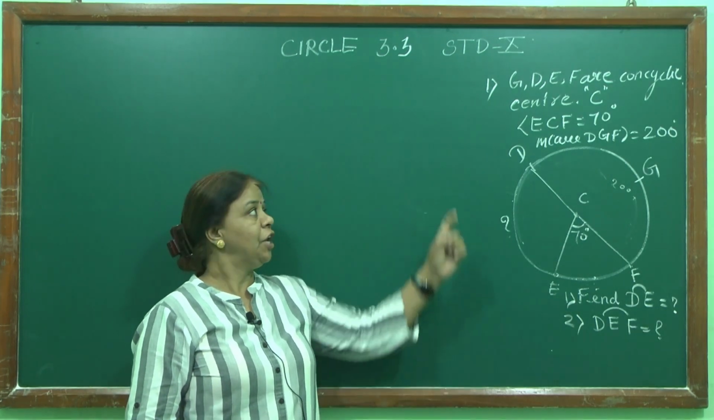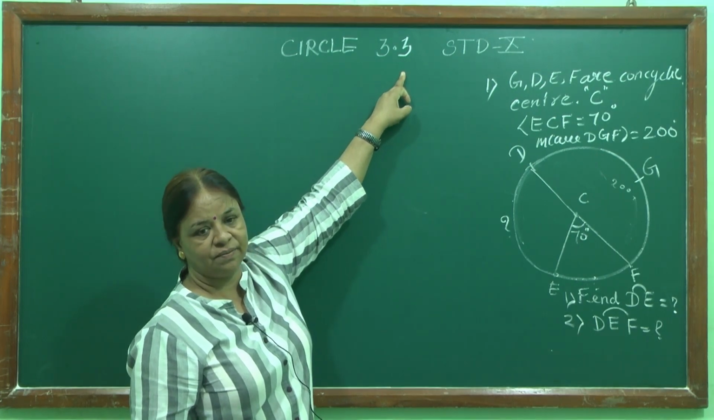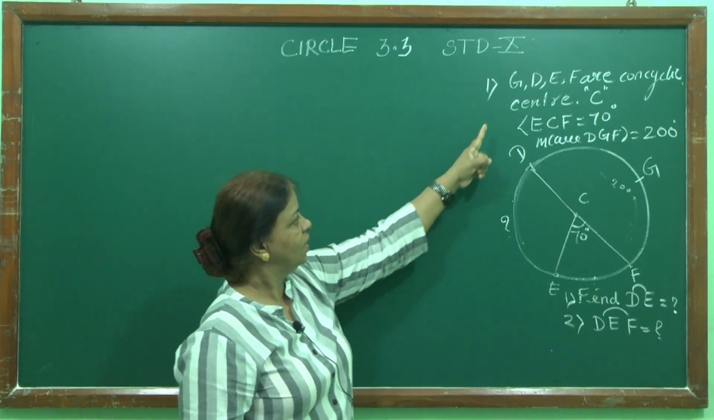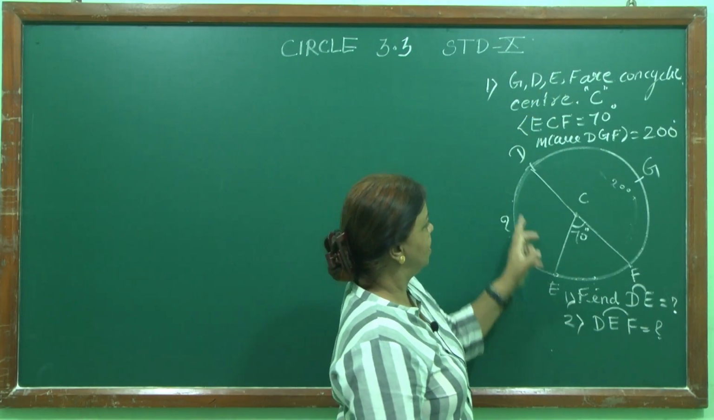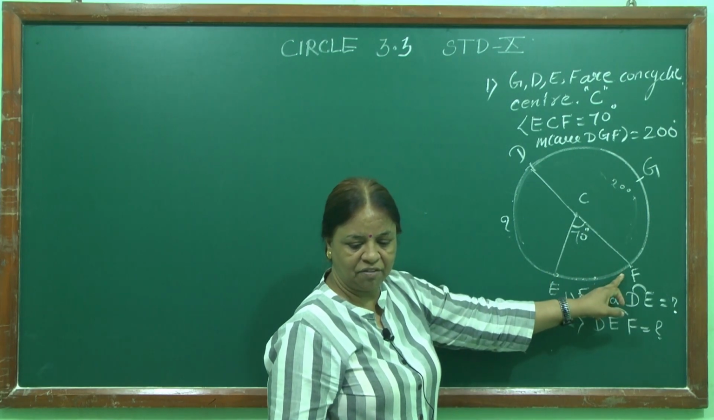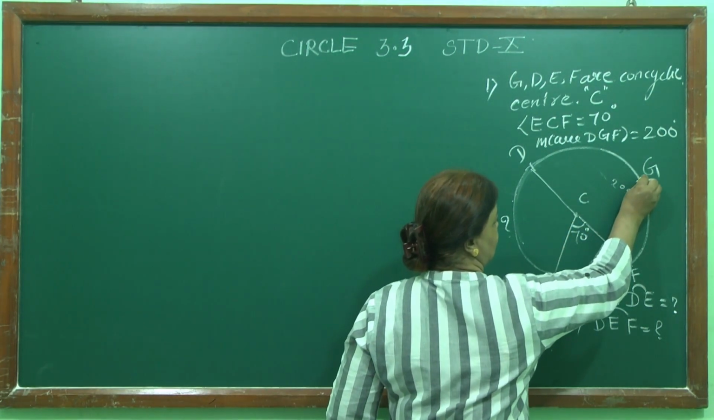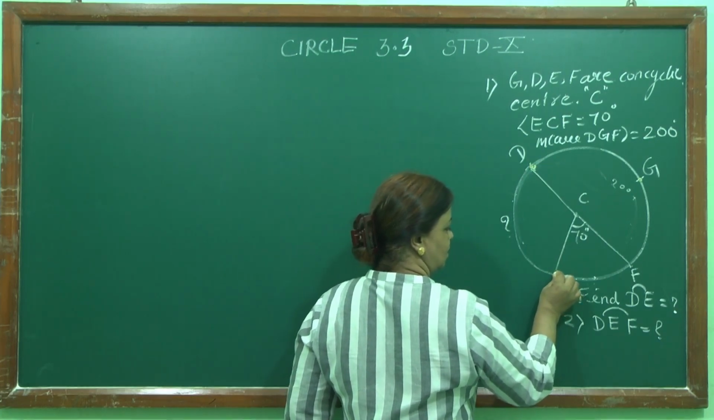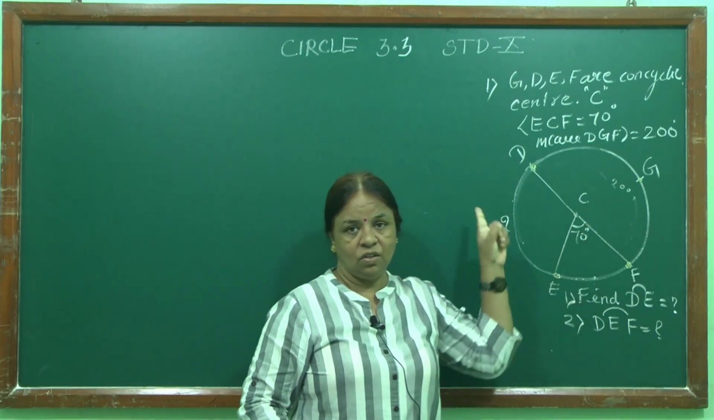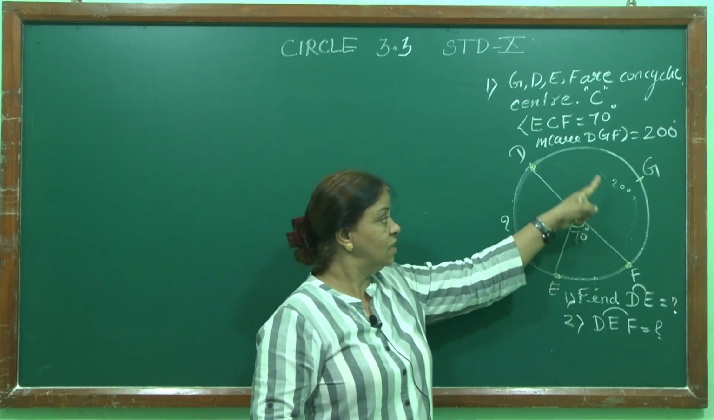Children, now we will be discussing question number 1 of 3.3 exercise. First we will understand the question. G, D, E, F. This is G, this is D, this is E, this is F. These are concyclic. Concyclic means they are present on one circle.